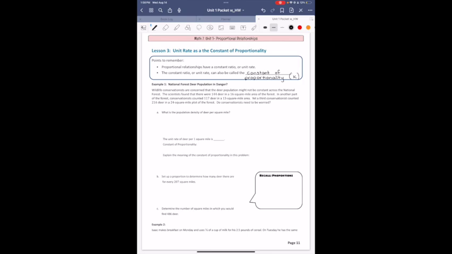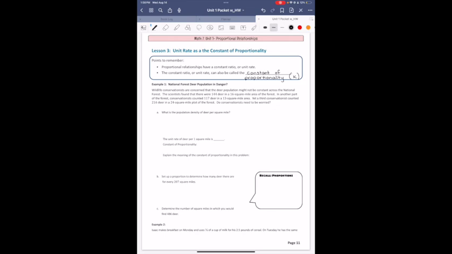So our first example says wildlife conservationists are concerned the deer population might not be constant across the national forest. The scientists found that there were 144 deer in a 16 square mile area of the forest. In another part of the forest, conservationists counted 117 deer in a 13 square mile area. Yet a third conservationist counted 216 deer in a 24 square mile plot of the forest. Do conservationists need to be worried?